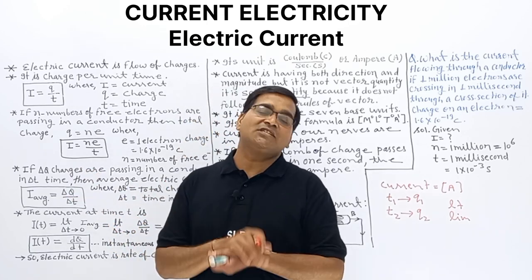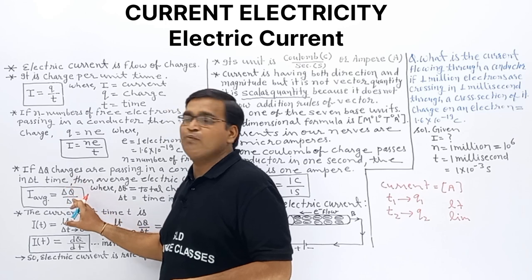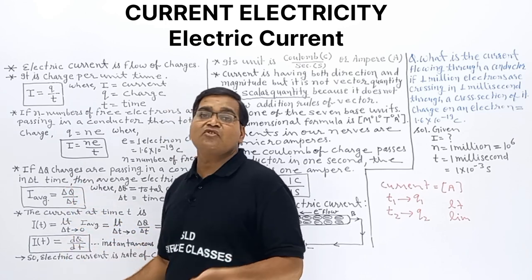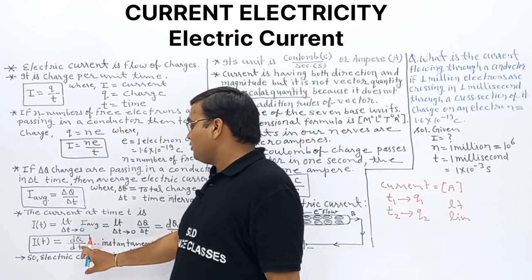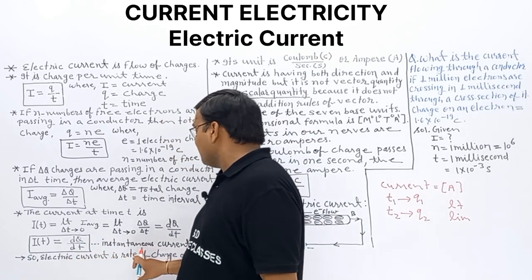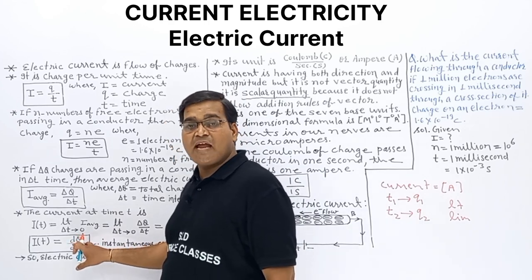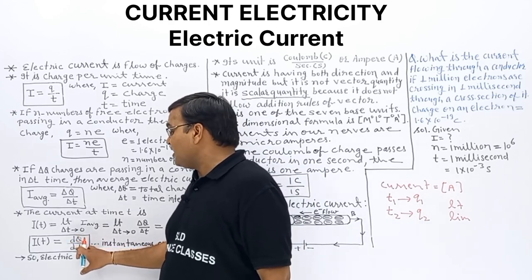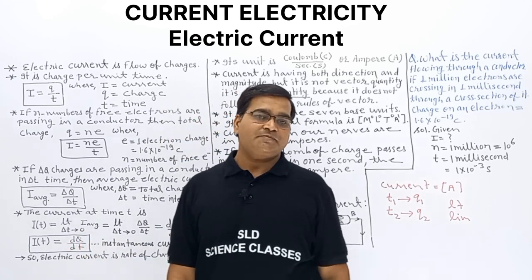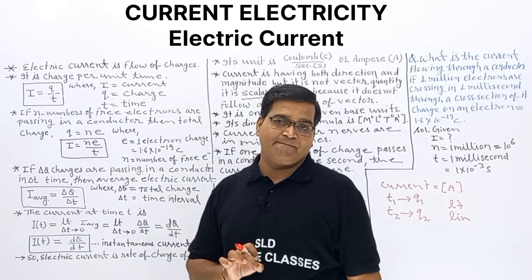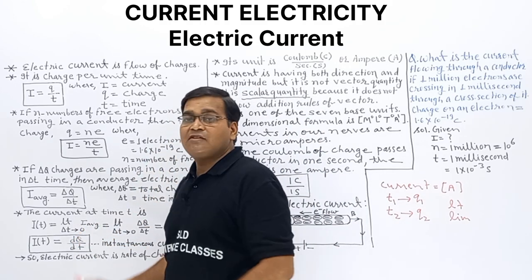Delta q is what? Total charge. And delta t is the time interval. It is the average one. But what is the instantaneous current at an instant t? Electric current is the rate of change of charge. So the instantaneous current at time t is the rate of change of charge, that is, change in charge upon change in time. Clear?